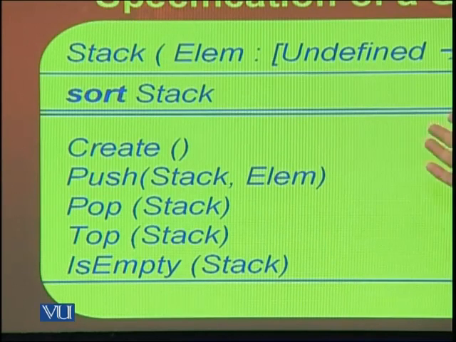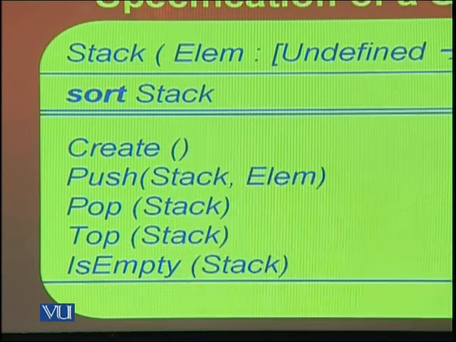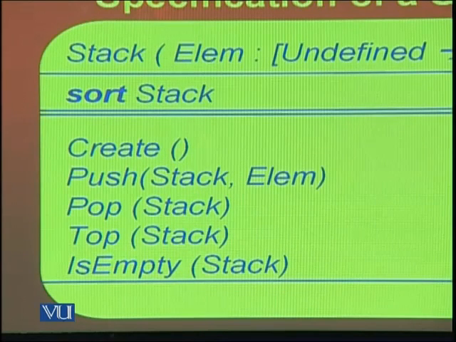Once again, I am not showing anything in the informal part, but we have these 5 methods, the 5 functions that are supported by this sort stack. The first method is create. It creates a stack, and in this particular case, it does not take any parameter as input. So we are creating an unbounded stack. The stack is not bounded here, so there is no upper limit specified for that.